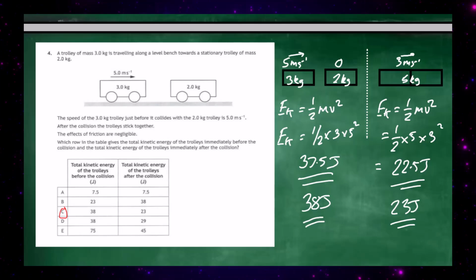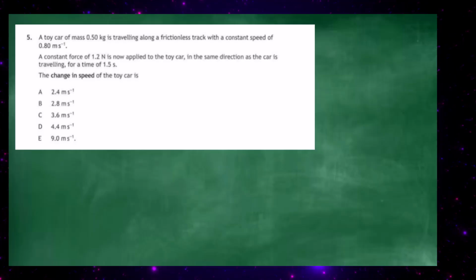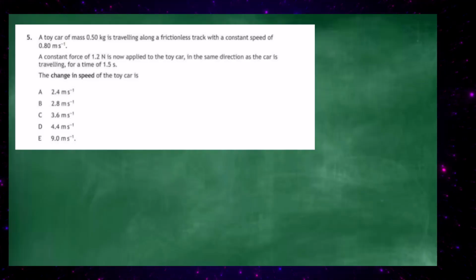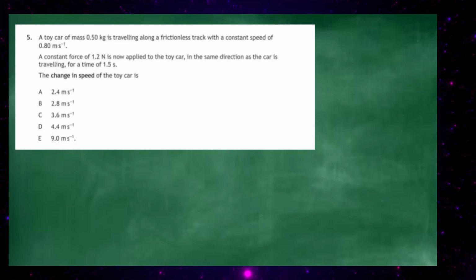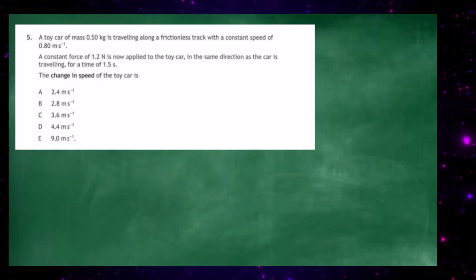Question 5. A toy car of mass half a kilogram, 0.50 kilograms, is travelling along a frictionless track with a constant speed of 0.8 metres per second. A constant force of 1.2 newtons is now applied to the toy car in the same direction as the car is travelling for a time of 1.5 seconds. The change of speed of the car is given by the following responses.